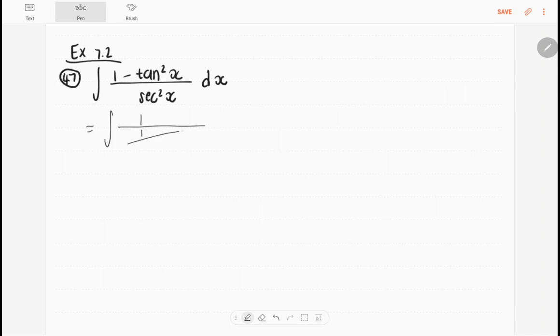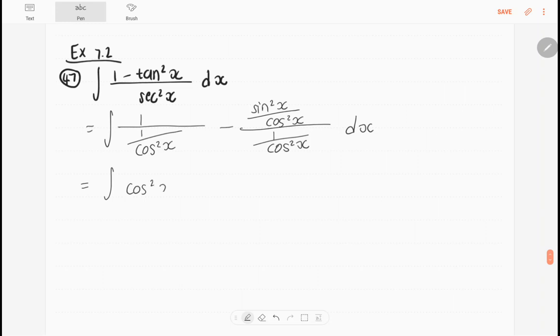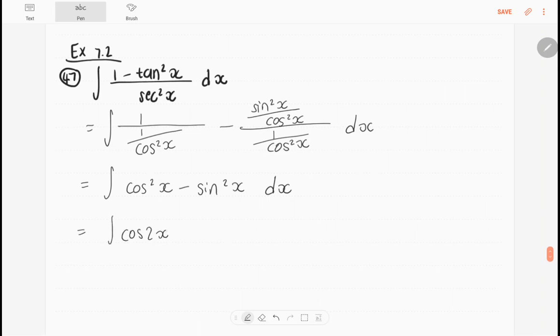So it's 1 over cos squared of x, minus, then I have tan squared, which is sin squared of x over cos squared of x, and it's over 1 over cos squared of x. So this is going to become the integral of cos squared of x, and then minus sin squared of x dx. Alright, now try and use your double angle formulas, because you want to get rid of the squares, you want to get rid of the exponents basically in your trig functions. So this is easy. We can just immediately replace this by cos of 2x, since that's an identity.